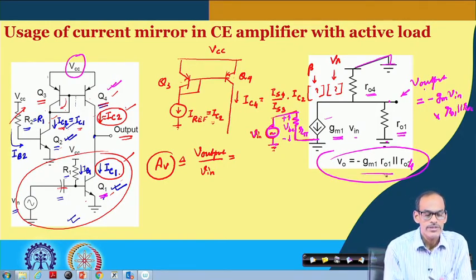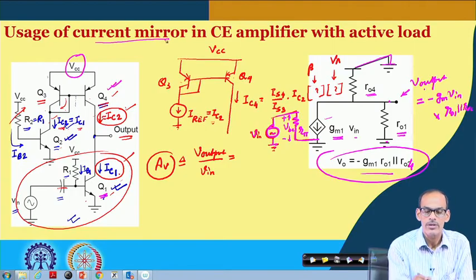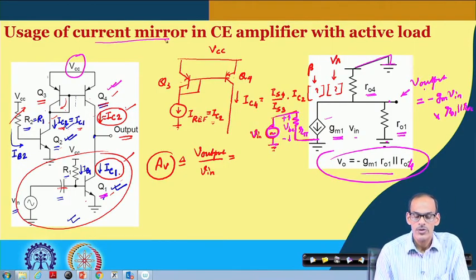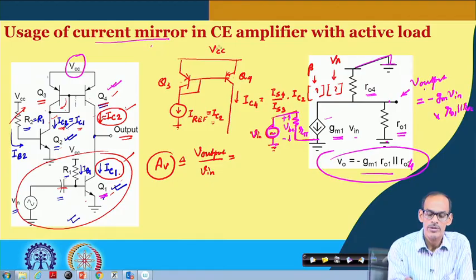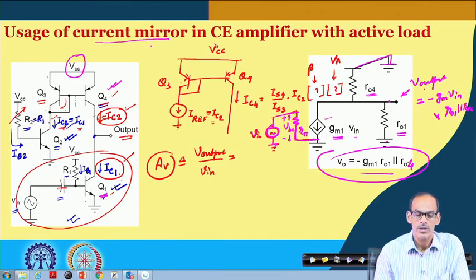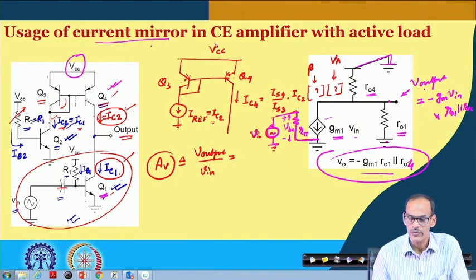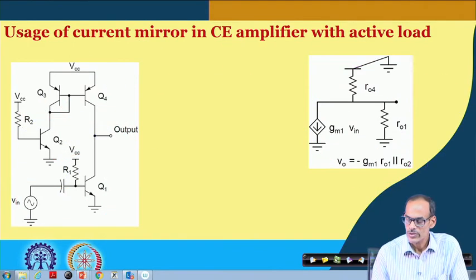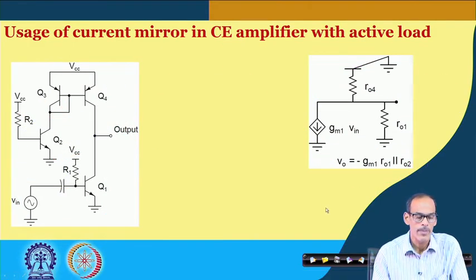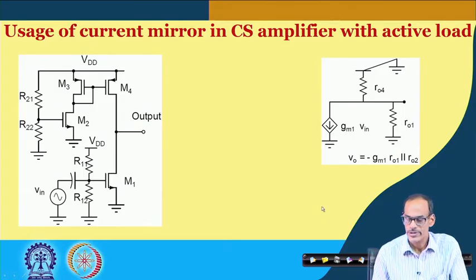So, that is how we can use the current mirror in a common emitter amplifier. Likewise, we can use the current mirror in a common source amplifier also. So, in the next slide we have the corresponding circuit.